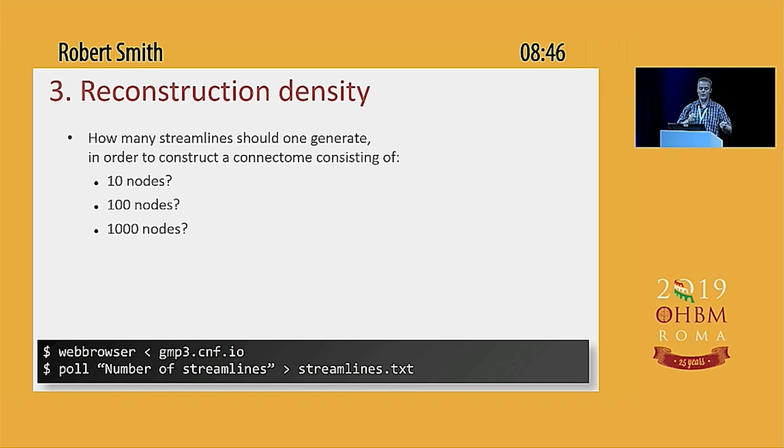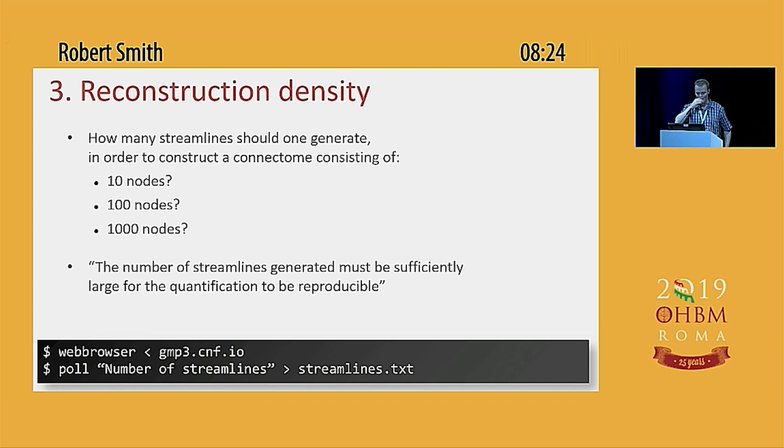So what I've posed here is you've got 3 different parcellation schemes. In one of them, you've only got 10 nodes. In one, you've got 100 nodes. And in one, you've got 1,000 nodes. And my question to you is, how many streamlines do you think would be an adequate number of streamlines to generate in each of these cases? What do you think would be a good choice for your experimental design? And again, I would refer back to the statement that I made at the start of this section, in that whatever it is that you're quantifying, you need to have enough streamlines so that the quantity you derive is reproducible if you repeat the experiment.